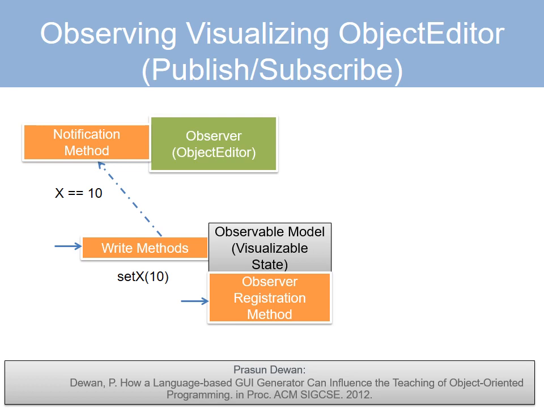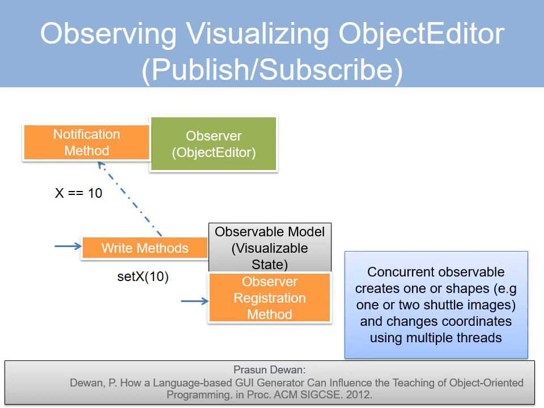Now, the students write only the observable models. Okay? So they will create the shuttle image. They'll just get a shuttle image from somewhere, and they'll move in a loop, they will move the coordinates, which is not hard to do. And these events are broadcast to the observer, object editor, which is the tool I built. And that will go and display the objects and go and update the screen. So implementation is not that hard, as long as you can create an observable model.